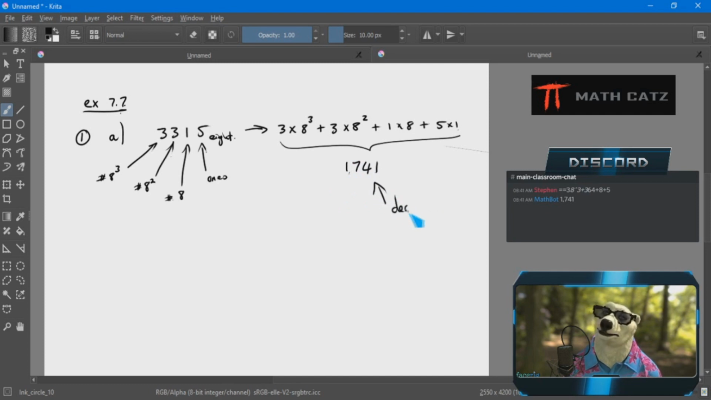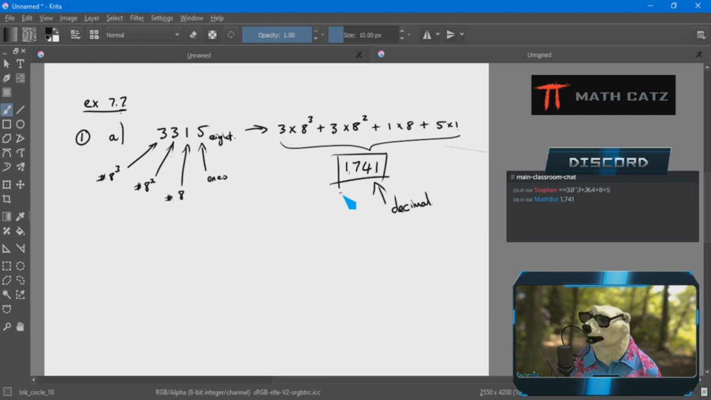This guy is a decimal number. See, there's no subscript. That is my answer. Put a box around it, use color, do whatever you want to do. So thinking about a test, you definitely don't want to write just the answer. The answer is important, but you need to show how you get to that answer.